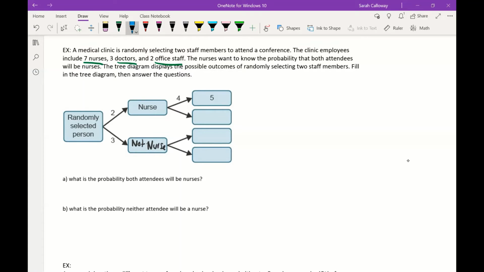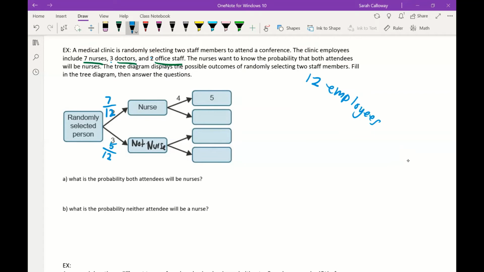So if I think about this, there's 7 nurses, 3 doctors, 2 office staff. There's 12 employees. 7 of them are nurses, so that means the probability here is going to be 7/12. There's 3 plus 2, so 5 out of 12 are not a nurse.